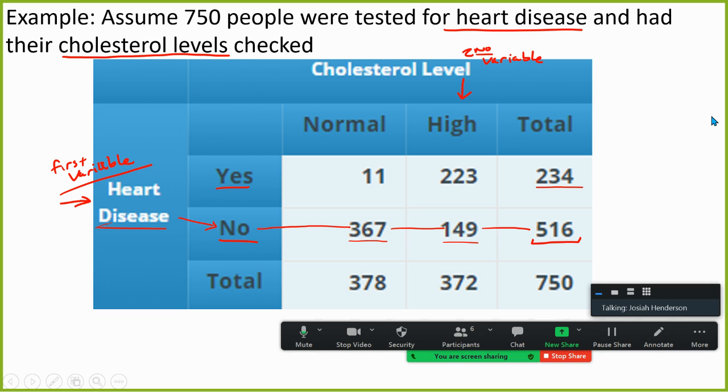And then we didn't really look at the cholesterol, but if we look at the cholesterol question, that's all the stuff going down vertically. So the answers to that would have been normal or high. And then we can see those totals at the bottom. So there's 378 people with normal cholesterol, 372 with high cholesterol. If we add up the totals on the bottom or going down the right side, they both add up to the total number of people asked. Total people in the study or the survey.